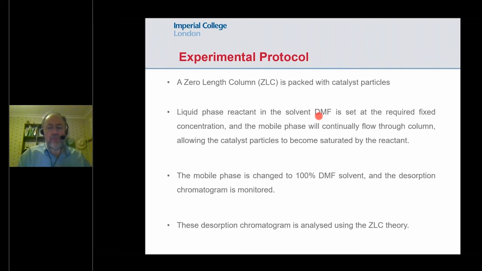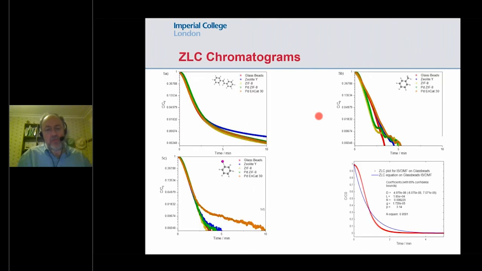And once we've got that established, we're then going to swap from a mixture of reactant and solvent to 100% DMF solvent, and we're going to look at the desorption chromatogram. So this is a study of desorption. And the desorption chromatogram is going to be analyzed using this ZLC theory. Okay, so let's have a look at what this means.